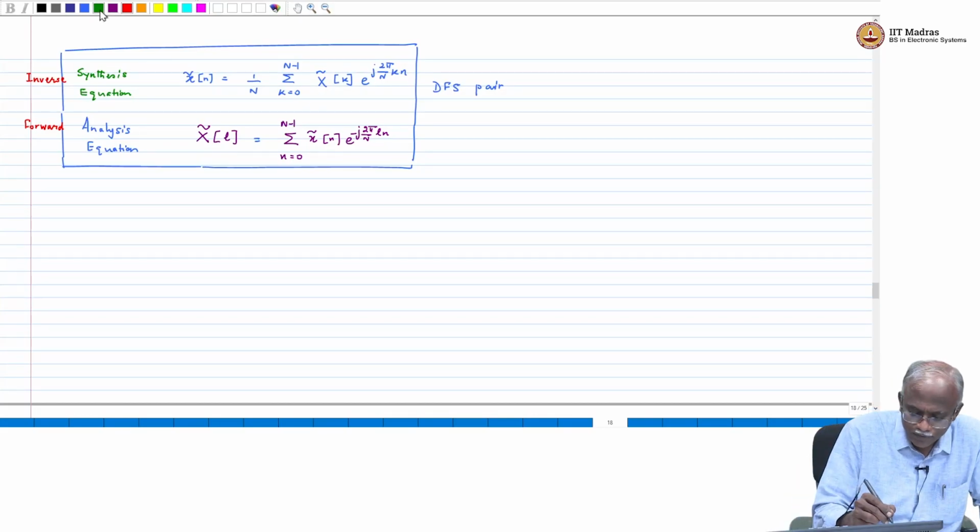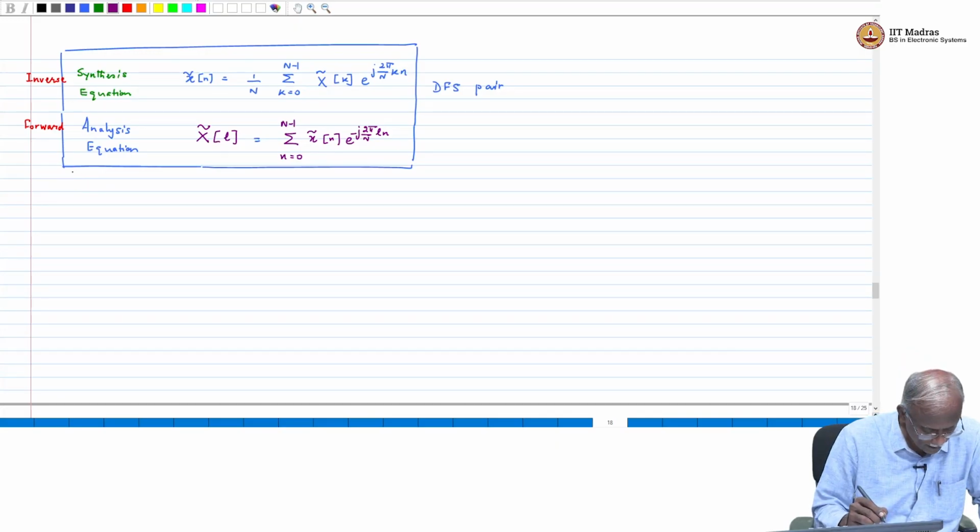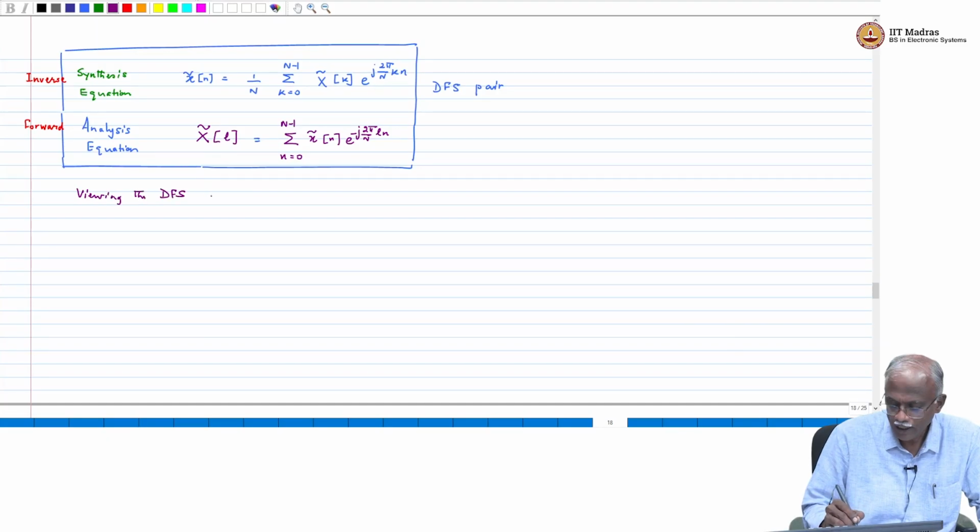Now, it is very helpful to view the discrete Fourier series as an orthogonal transformation, right? So here is the representation, viewing the discrete Fourier series as an orthogonal transformation.